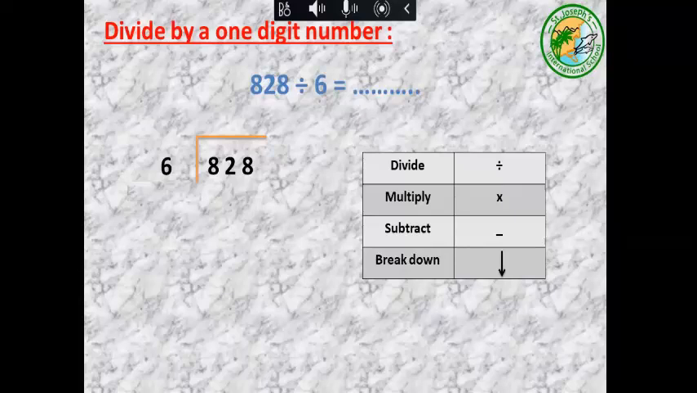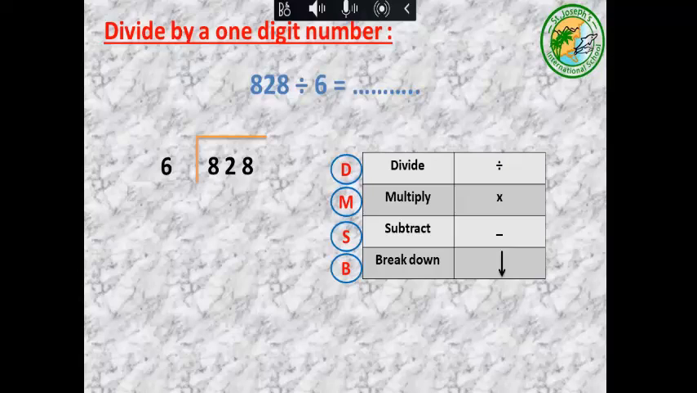Okay, I can say it like that: divide, dad; multiply, mother; subtract, sister; bring down, brother. So dad, mother, sister, and brother. I will follow these steps step by step.